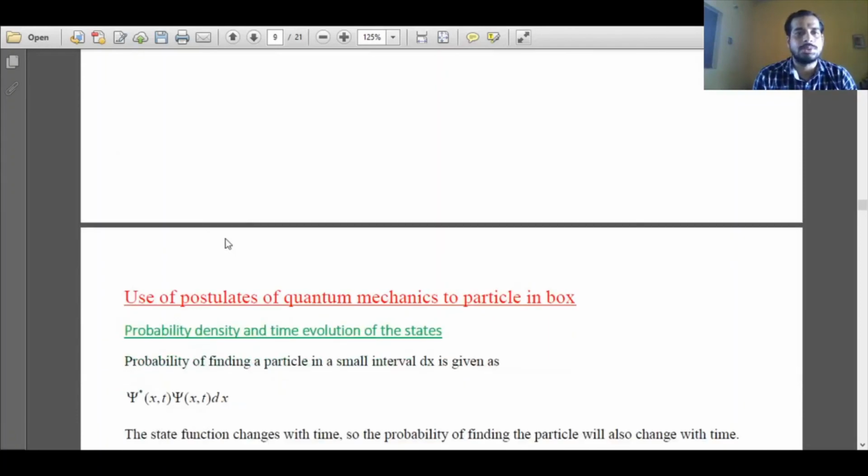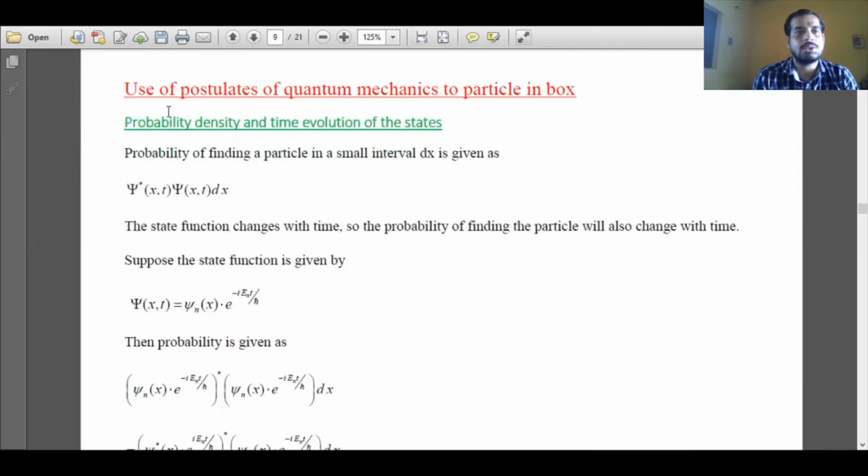So with this we'll stop here. In the next session we'll discuss how we can use the quantum mechanical postulates to understand the particle in a one-dimensional box in a better way.